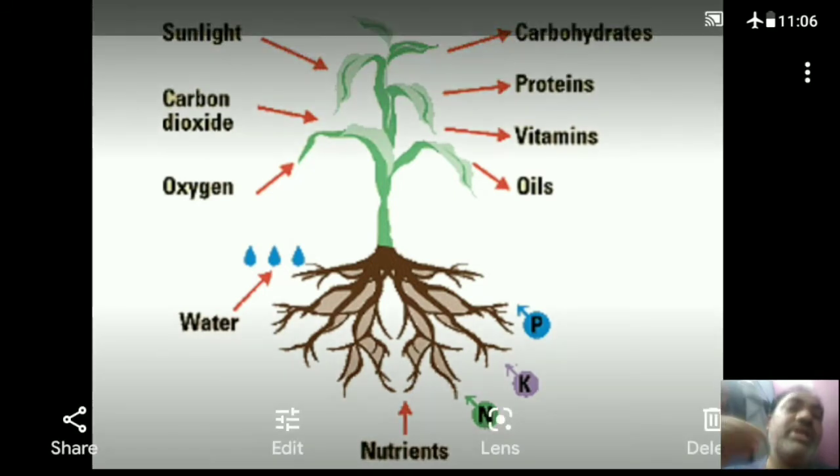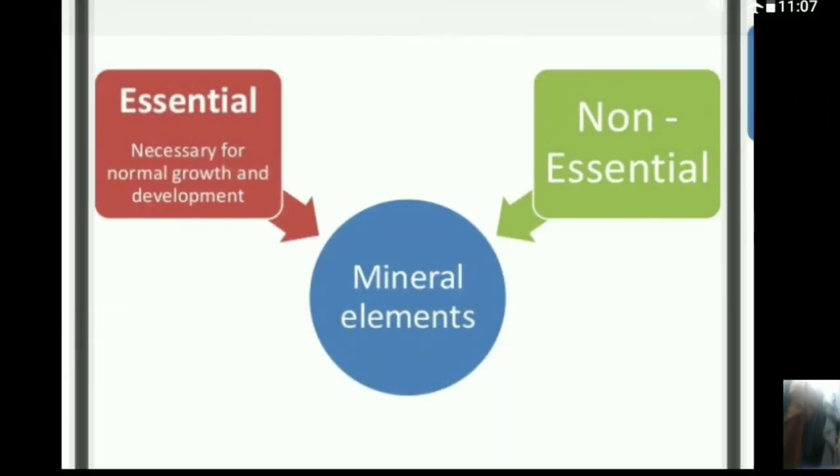So many aspects are there, so many metabolic processes are there, where the plant utilizes these micro and macro elements in order to synthesize the food material, or for transpiration or respiration. Okay, so when we see initially the mineral elements, they are divided into two forms, that is essential and non-essential forms.